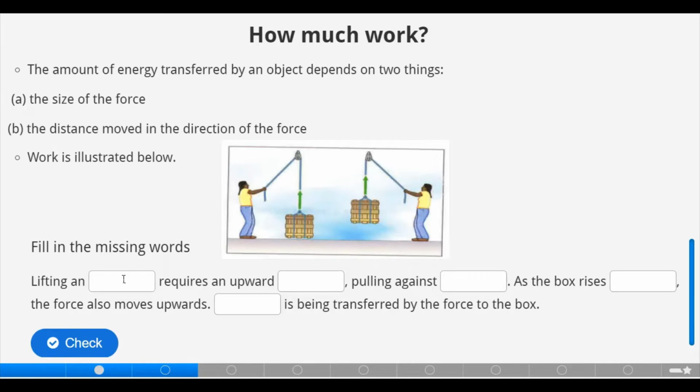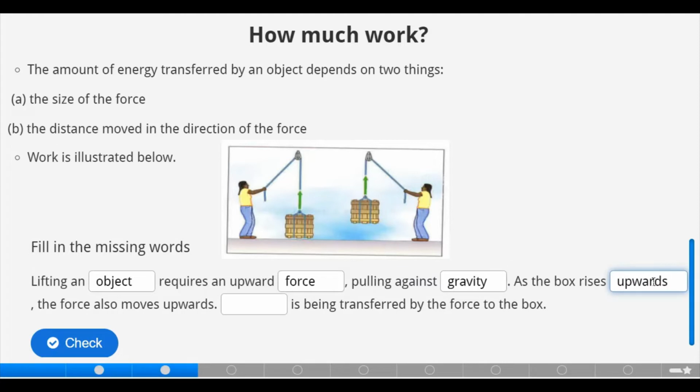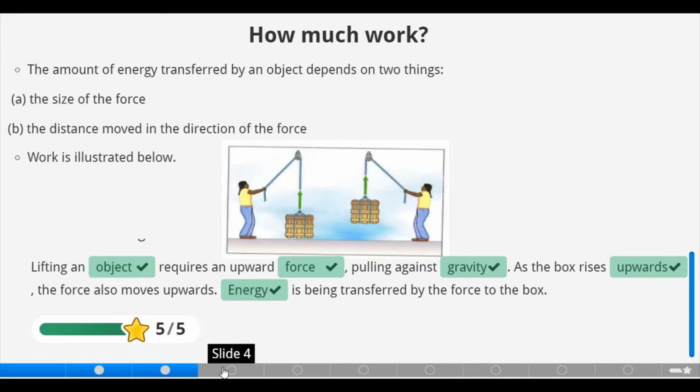Lifting an object requires an upward force pulling against gravity. As the box rises upwards, the force also moves upwards. Energy is being transferred by the force to the box. Let's check. That's correct. So let's move on.